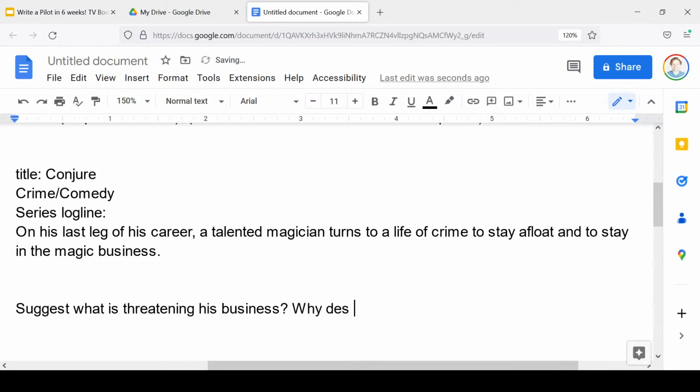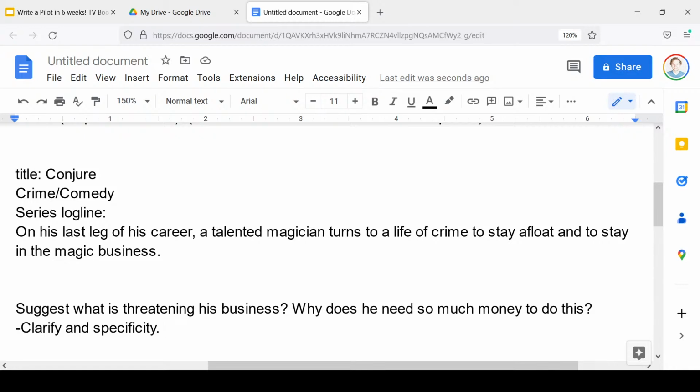Why does he need so much money to do this? I guess if he's a stage magician, that would have to mean he's not very successful, right? So I think we might just need a little more clarity and specificity on this one. I do like the idea of magician turns to crime. That's a great this-meets-that pitch for a show. We want to know if he's really doing magic or if he's just doing tricks.